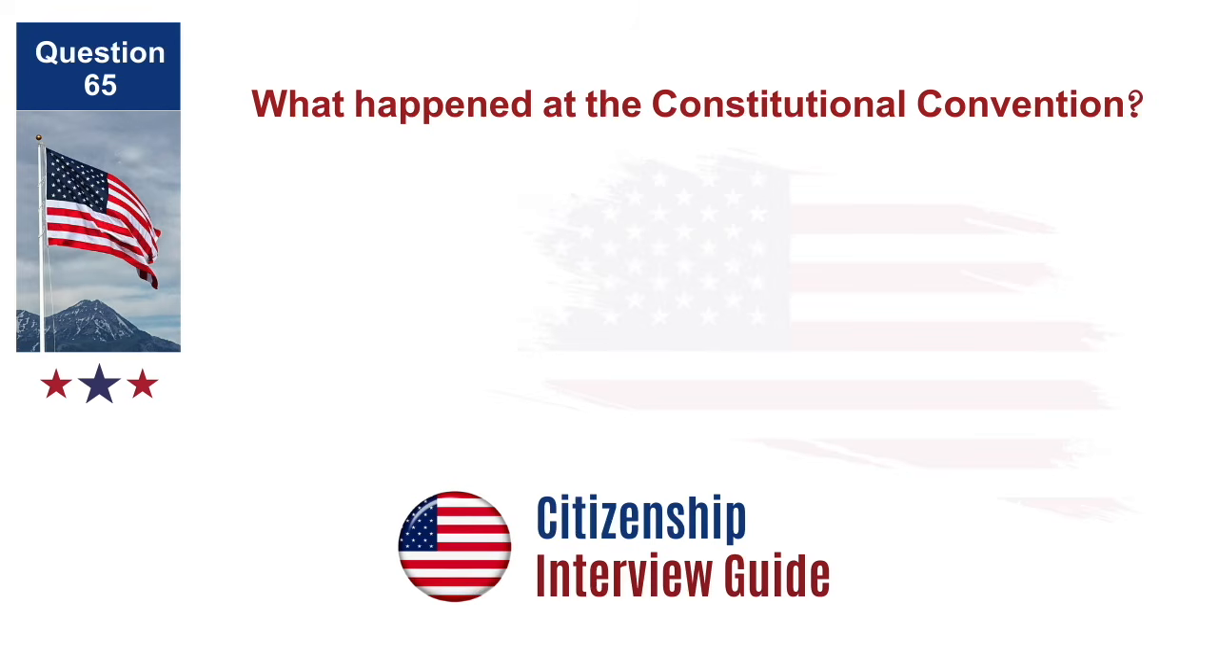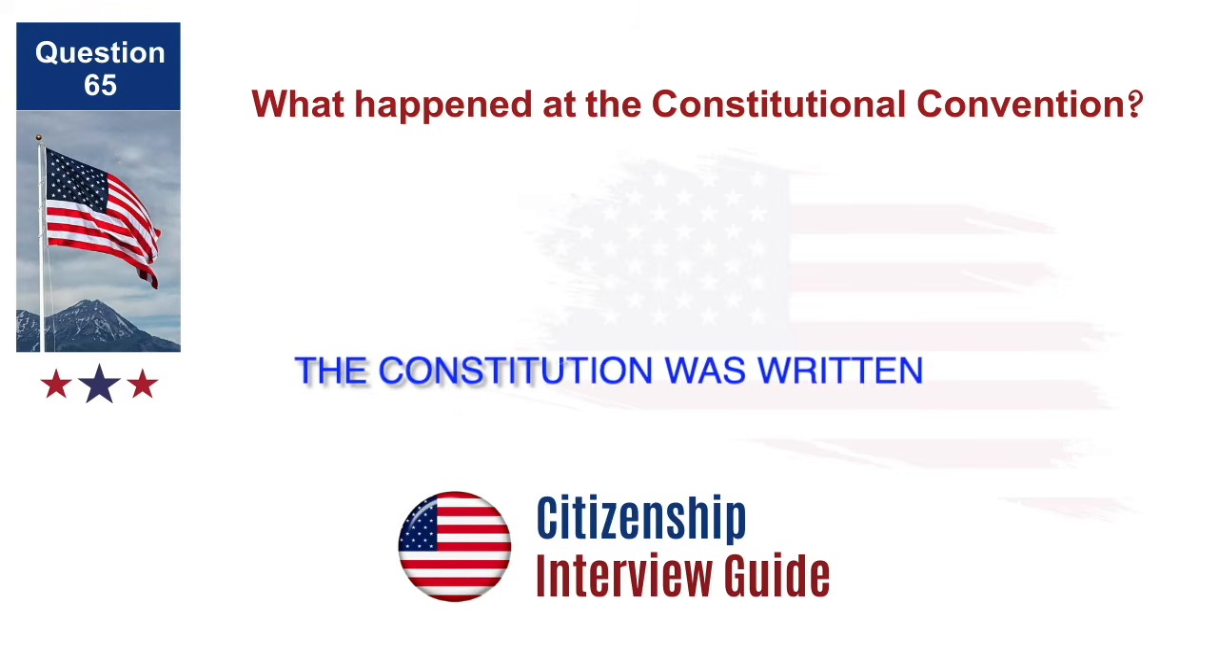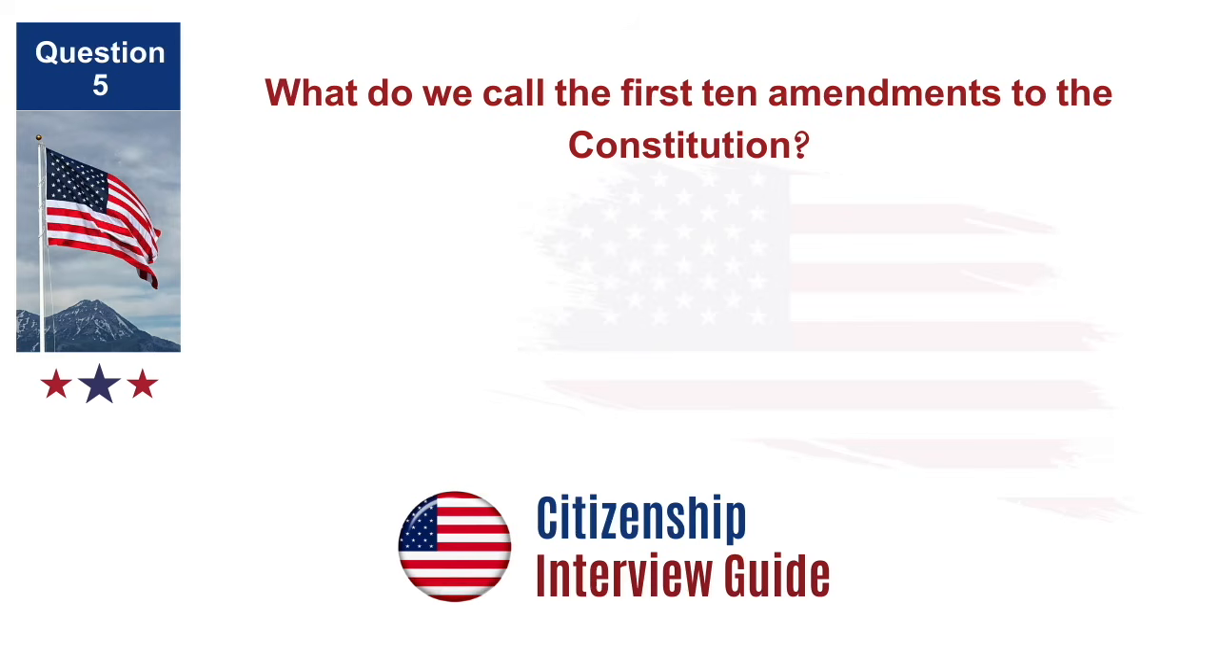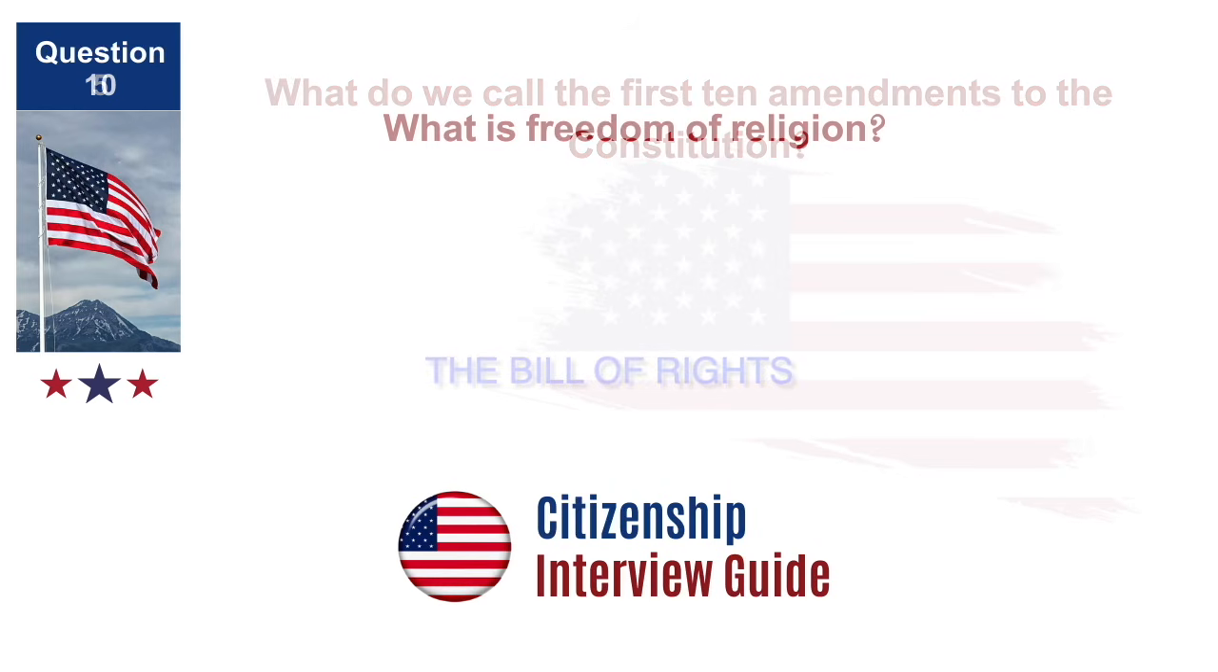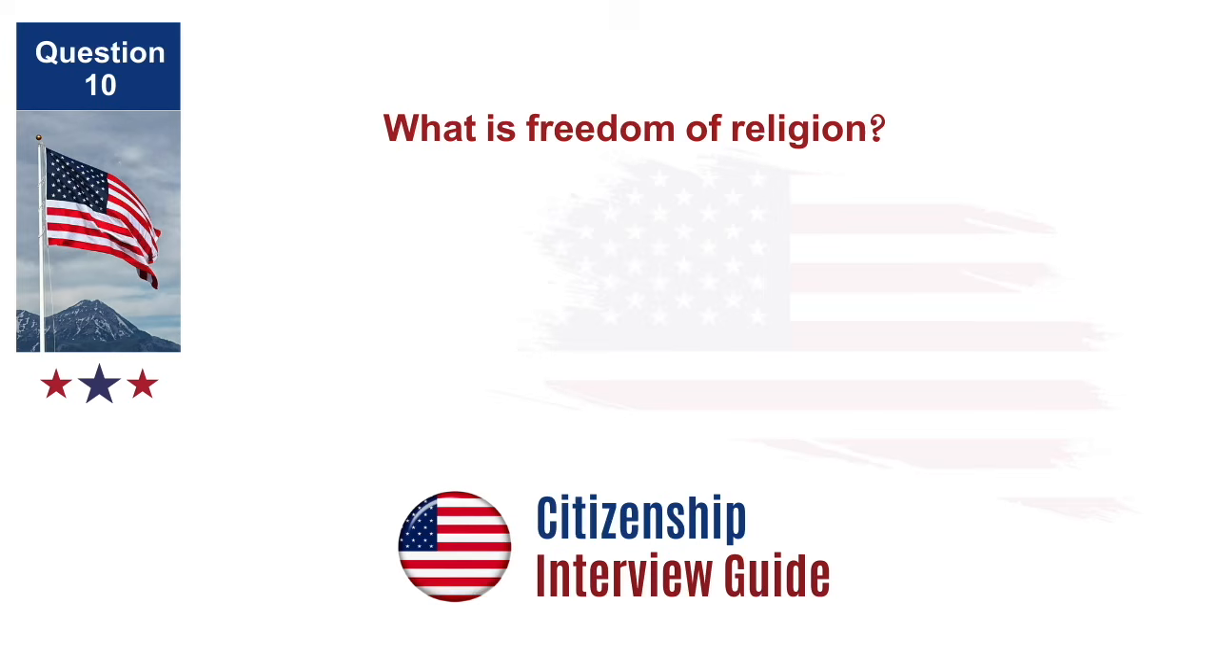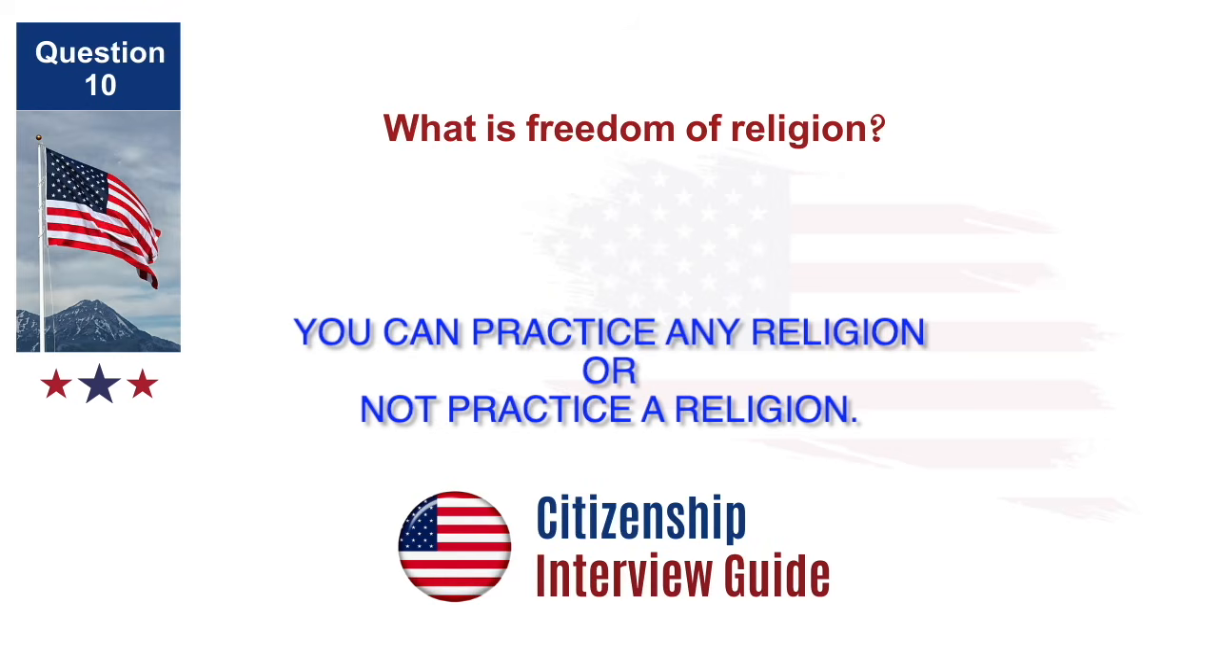What happened at the Constitutional Convention? The Constitution was written. What do we call the first 10 amendments to the Constitution? The Bill of Rights. What is freedom of religion? You can practice any religion or not practice a religion.